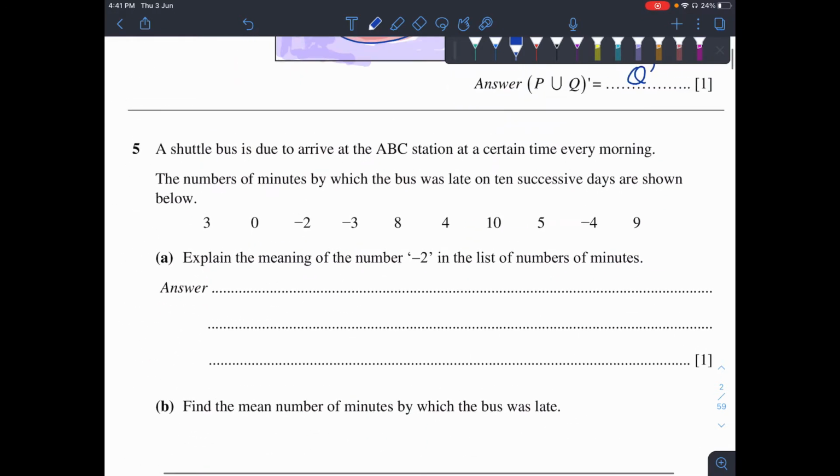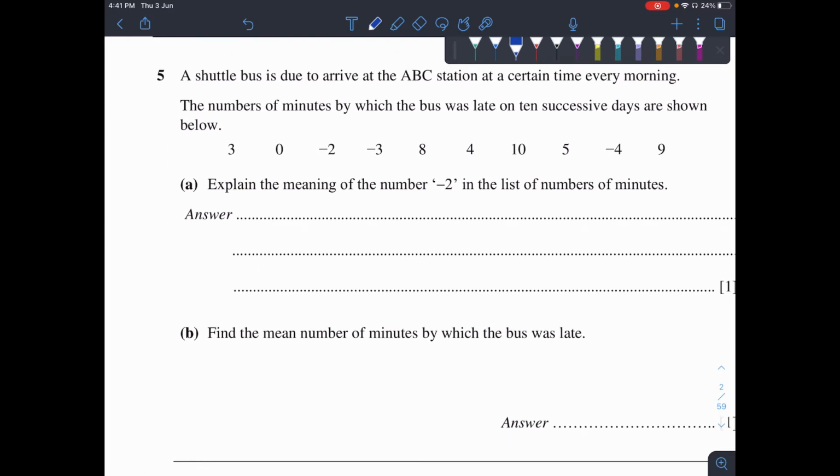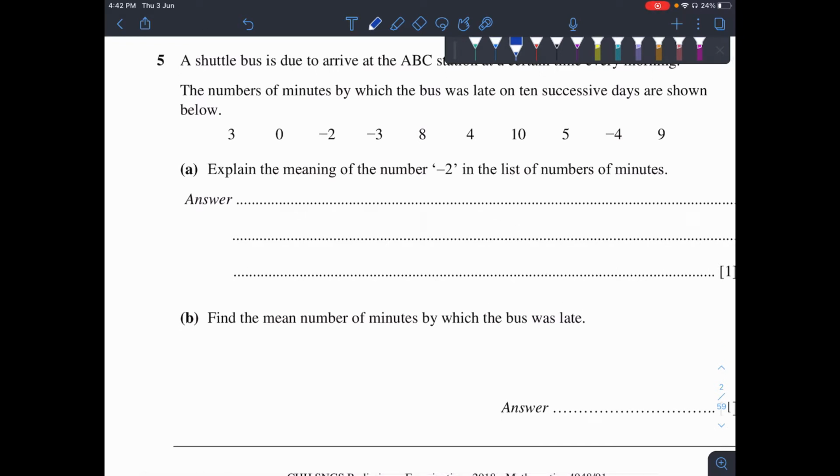So for the next question, question number 5, a shuttle bus is due to arrive at the ABC station at a certain time every morning. The numbers of minutes by which the bus was late on 10 successive days are shown below. They have 3 minutes, 0 minutes, minus 2 minutes, which means they arrived 2 minutes earlier, or minus 3, etc. Now they want us to explain the meaning of the number minus 2. This means that the bus was early by 2 minutes.